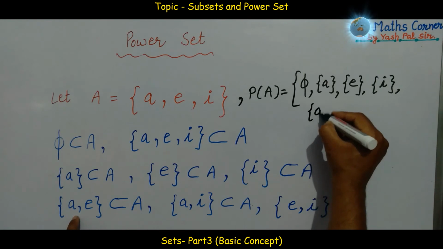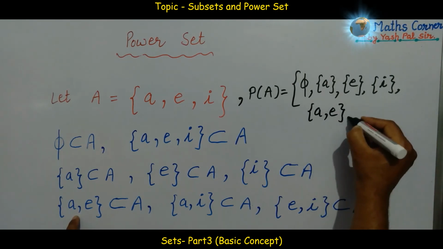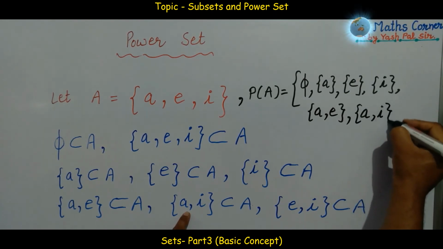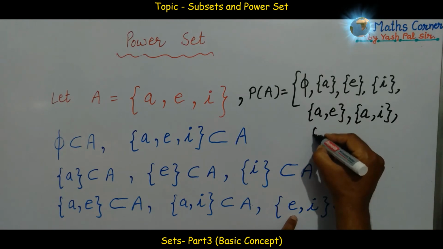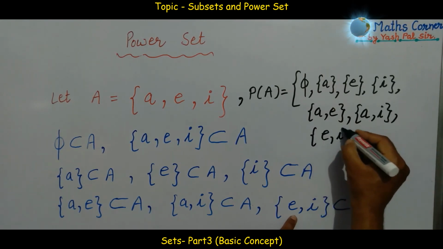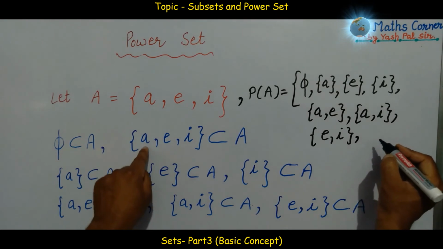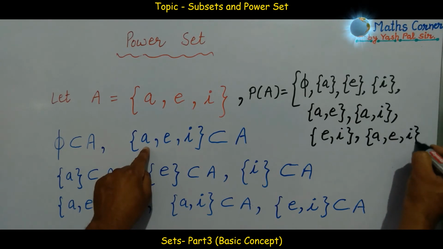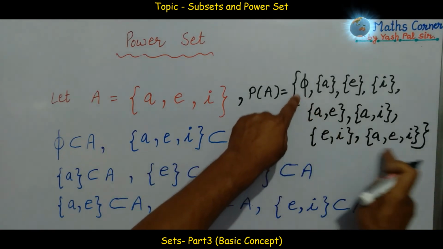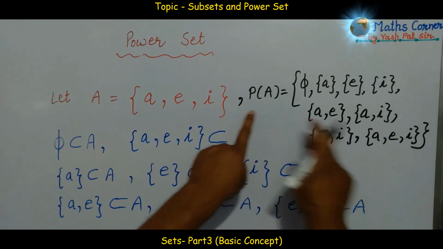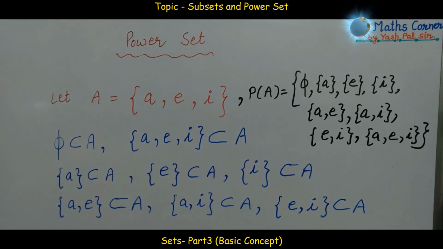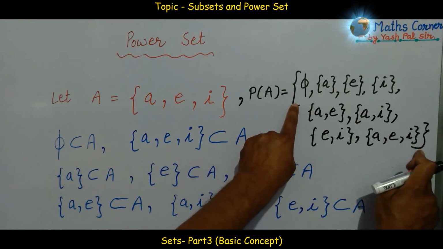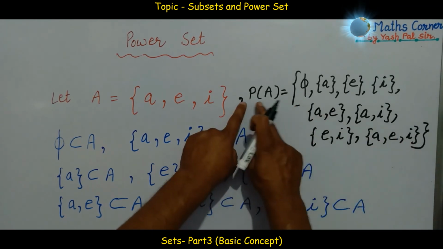A comma E, next is A comma I, next is E comma I, and last is A E I. Writing all the subsets inside the curly bracket is called the power set of A. Once again, writing all the subsets inside the curly bracket is called the power set of A.